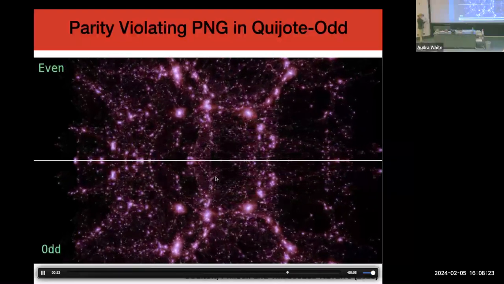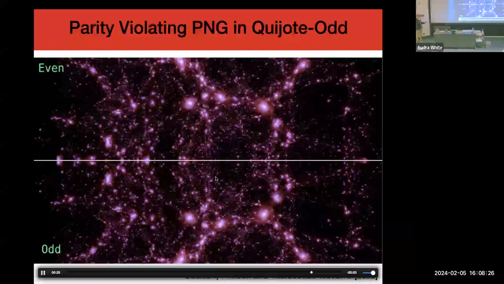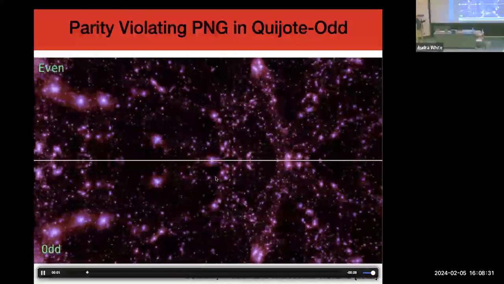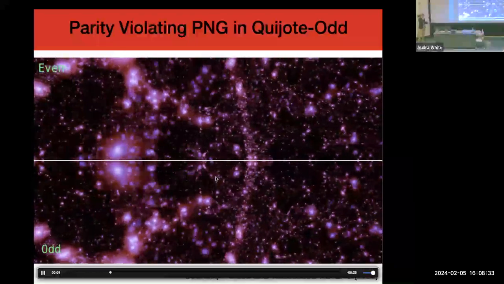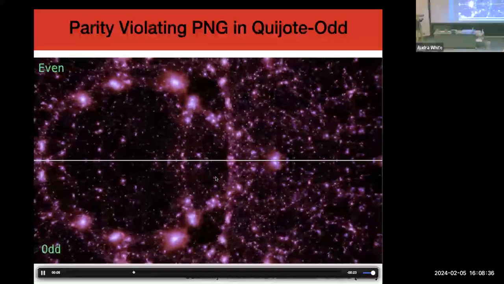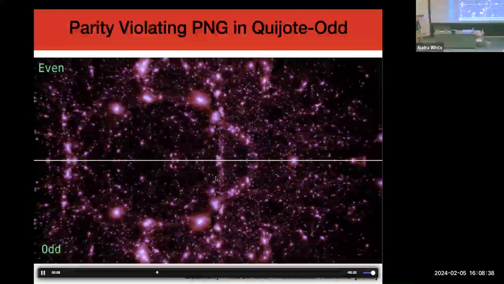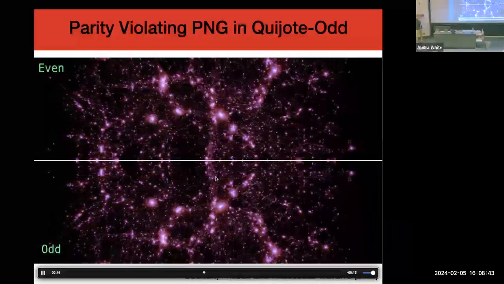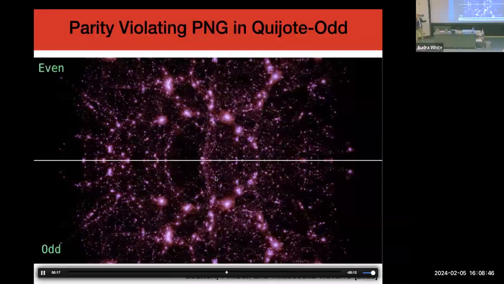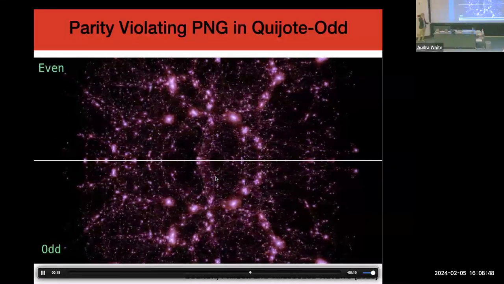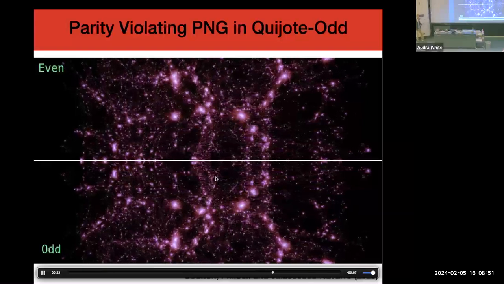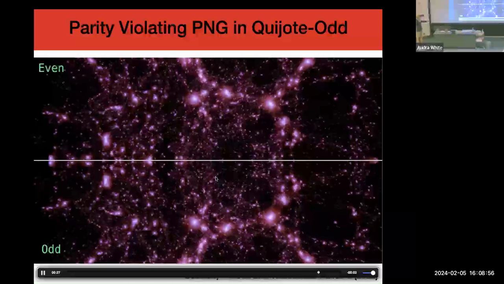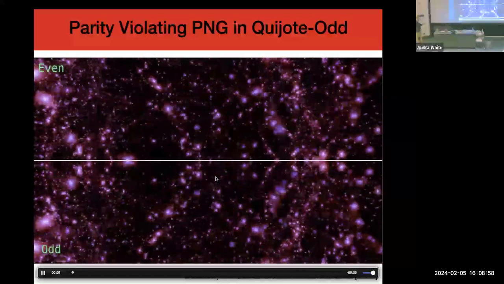This simulation is part of a large suite of cosmological simulations we call the Quixote PNG simulations, where we've been investigating the impacts of various different types of primordial physics on late-time observations by adding them into the initial conditions and running large numbers of simulations of them. The idea of releasing these to the community, they're publicly available on the Quixote PNG website for people to download and use as a testbed for developing new methods of searching for different types of primordial non-Gaussianity. In this case, the type I'm going to focus on is this parity violating physics.